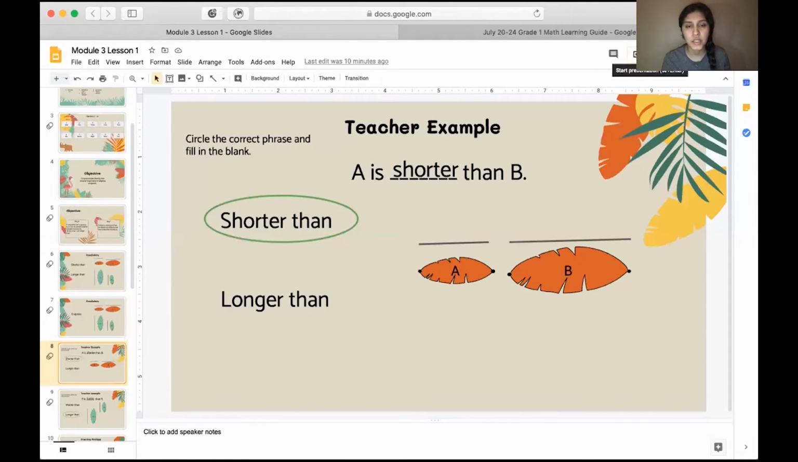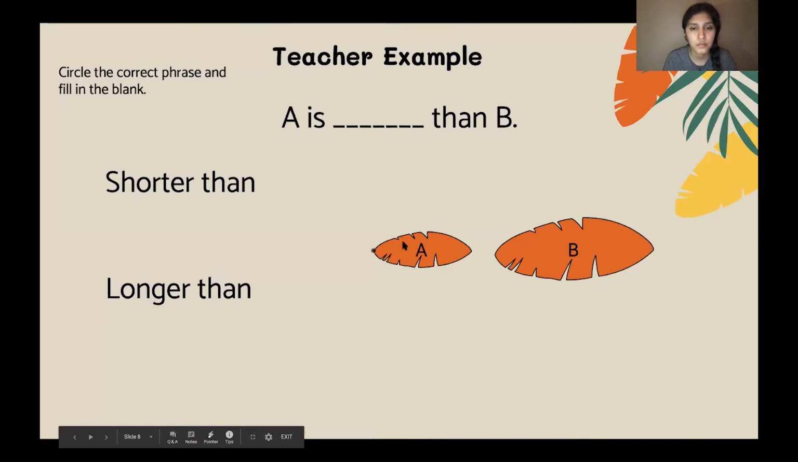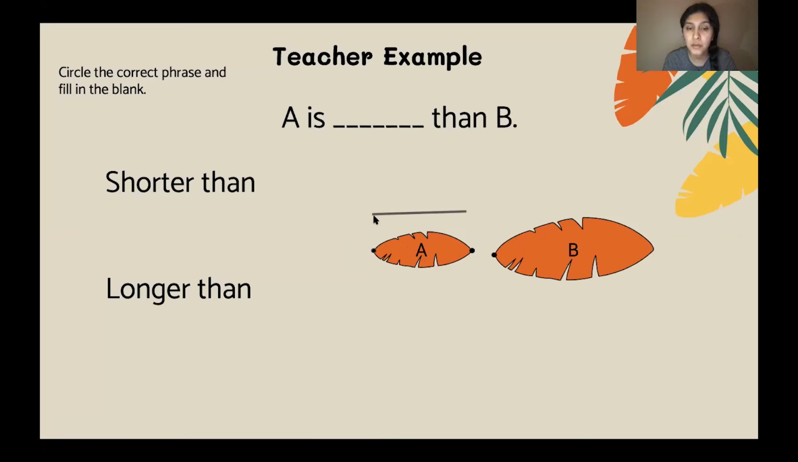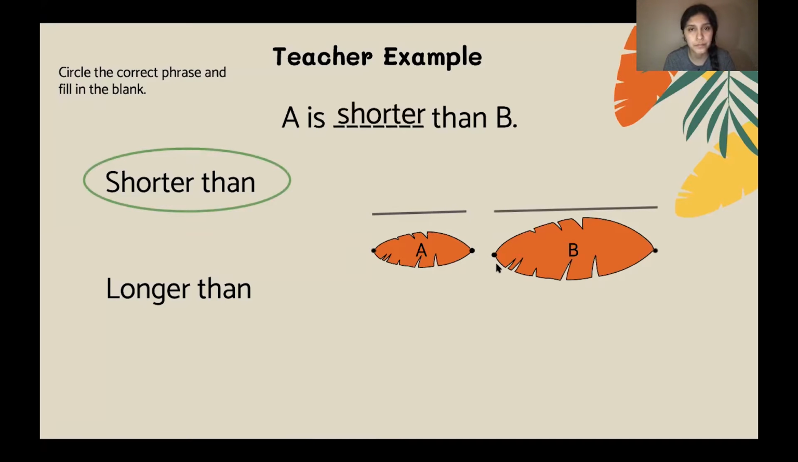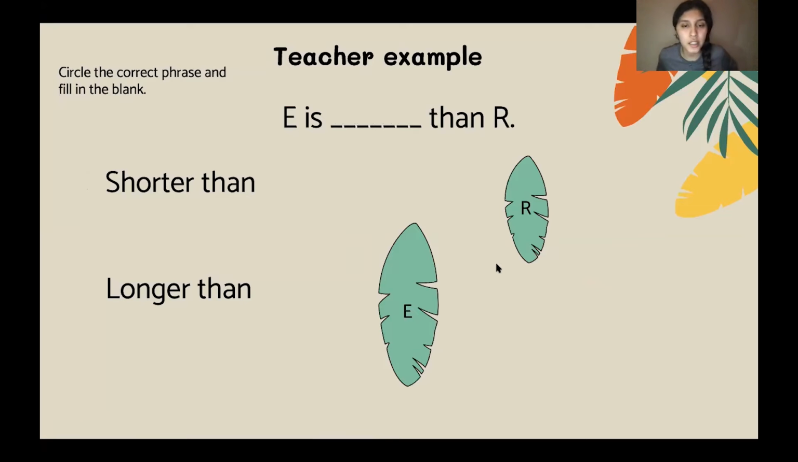So we just went over this one. And we did this. So you could pretend that this line right here is where the paper starts, and this is where you mark it, and that's how long it is. And that would be your line. So we know that A is shorter than B. Now let's look at my other teacher example. So just like the other one, it says circle the correct phrase and fill in the blank. So we have the phrase shorter than, longer than, and then we have our problem right here, our word sentence.